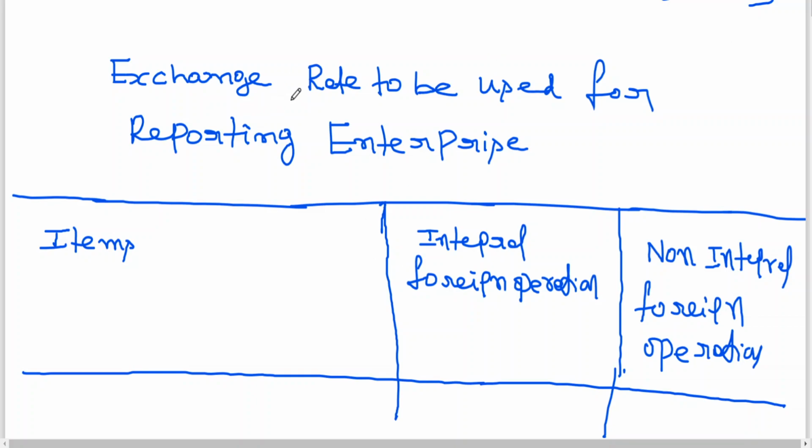So note down like this, copy down, I'm giving 1 minute. Exchange rate to be used for reporting enterprise. First column is items, second column is integral foreign operations. Short form, we'll be calling it IFO.